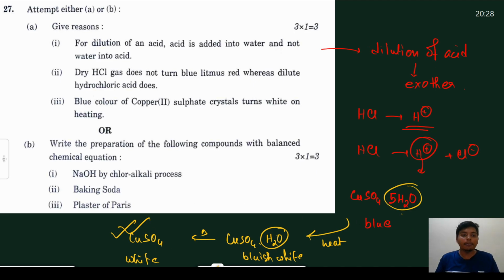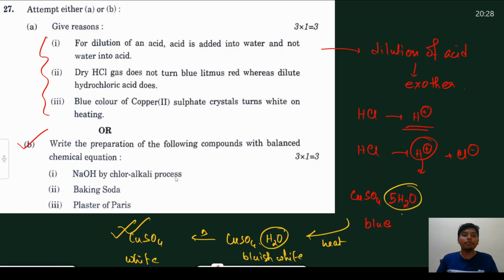Now the second part is very simple. The second part is just writing reactions. If you know the reaction, this part is easy for you and you will get full marks. Sometimes writing all the reasons takes time, and it may also cost marks. So here, if you know the reactions, see, reactions are very easy.